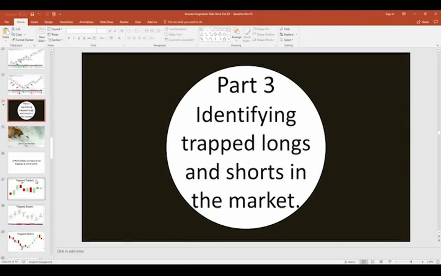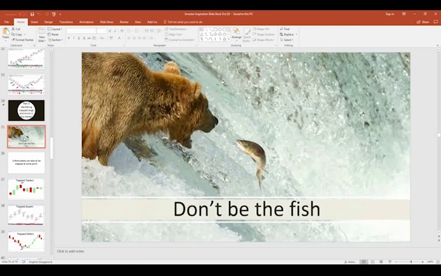Identifying trap longs and shorts in the market. This is the third part that I want to discuss today. And honestly, we've all been in this position. We've all been trapped. And the best way I could describe it is like this fish. Don't be the fish.